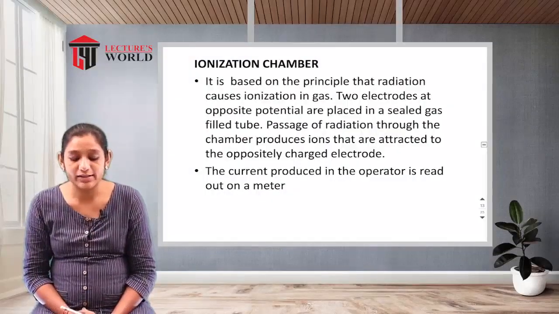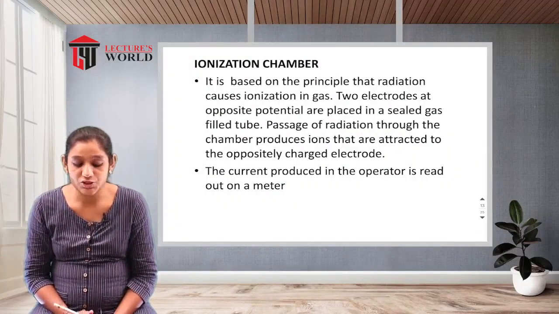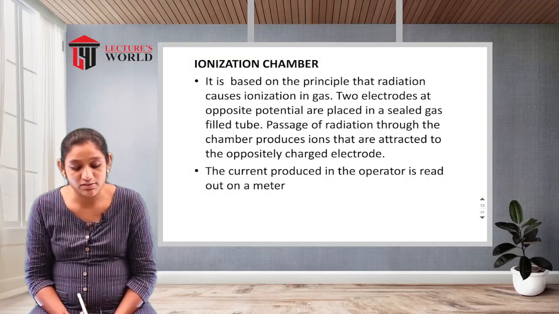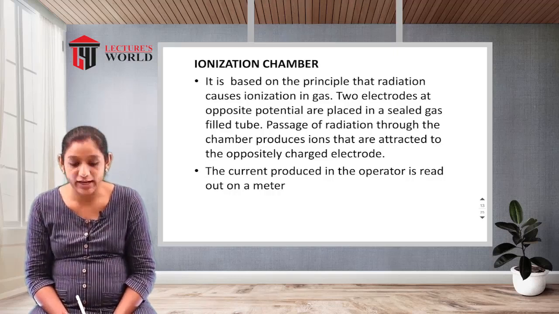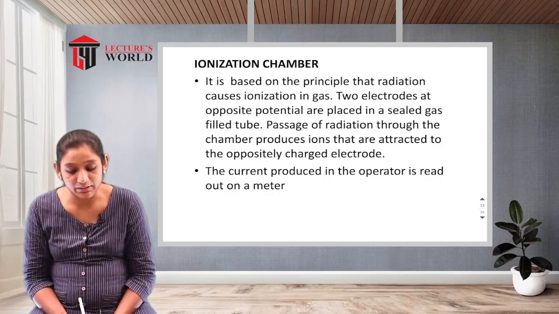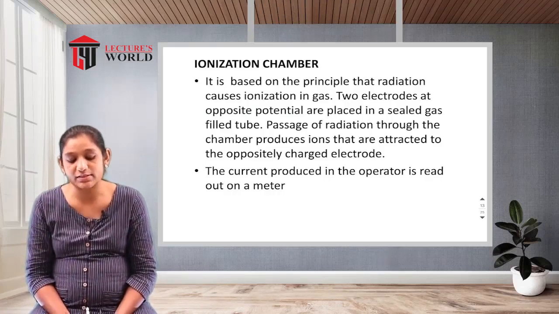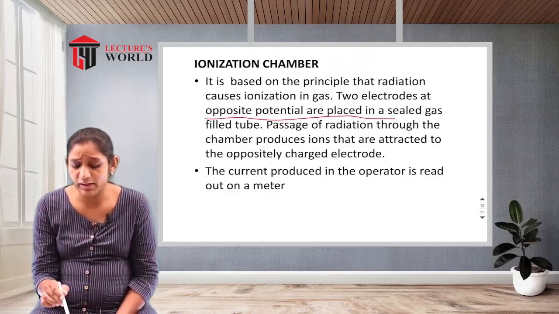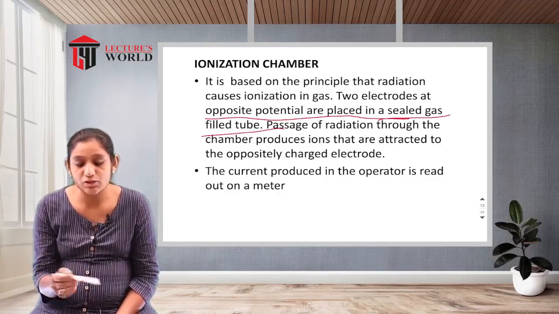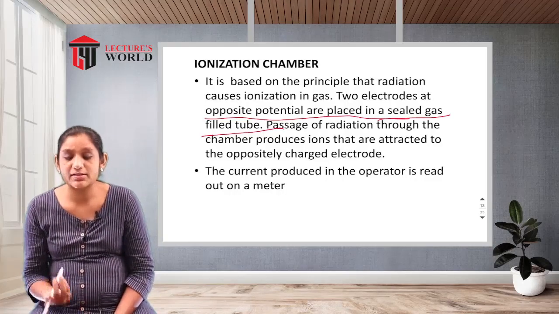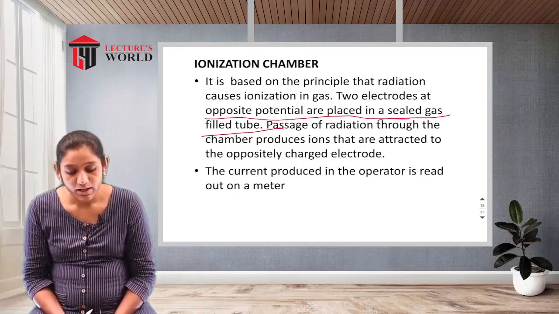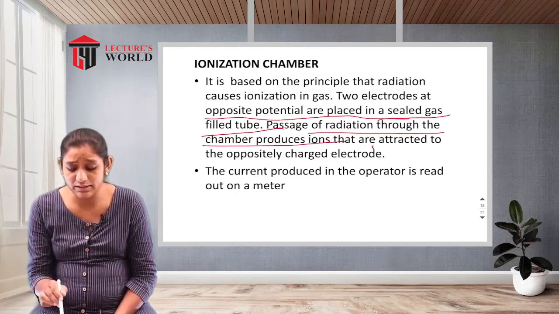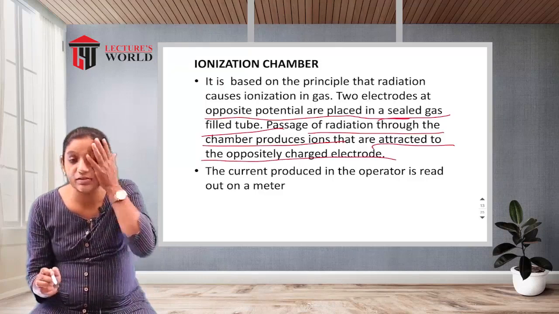Next one, ionization chamber. What is the ionization chamber? It is based on the principle that radiation causes ionization in the gas. Two electrodes at opposite potential are placed in a sealed gas-filled tube, and passage of radiation through the chamber produces ions that are attracted to the opposite sides of the charged electrodes.